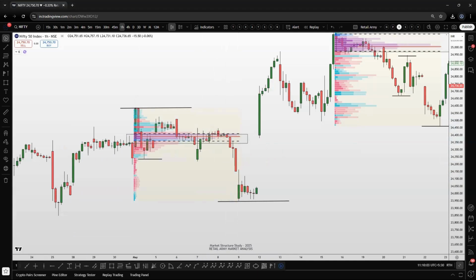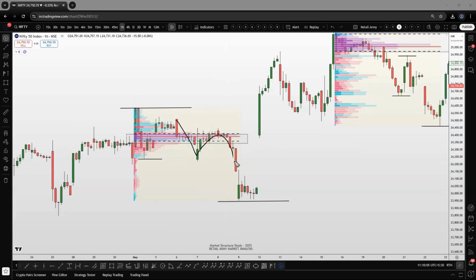So what does this mean? From here, whatever wave came, this is a dummy move. The real smart money, they have sold here. They are not interested in selling further.